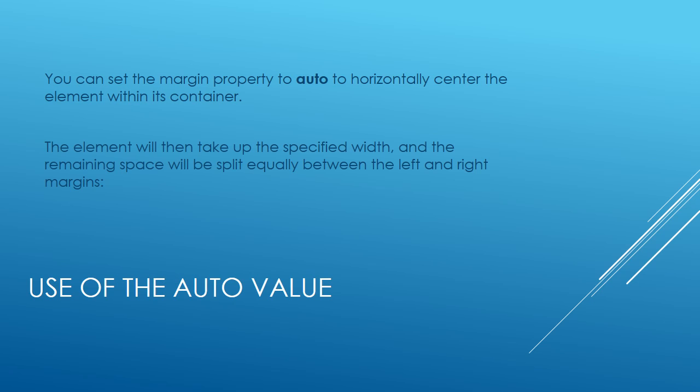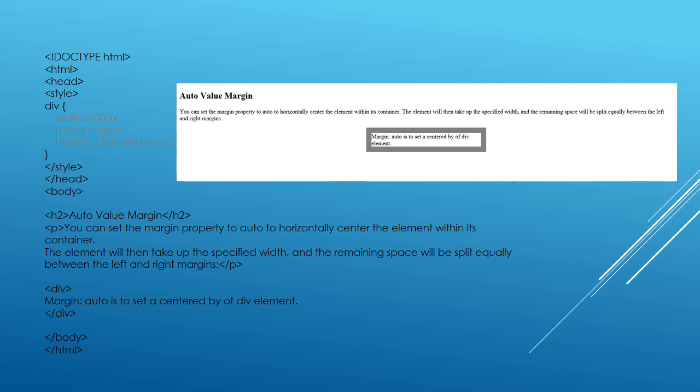You can set the margin property to auto to horizontally center the element within its container. The element will then take up the specified width, and the remaining space will be split equally between the left and right margins. Example of the use of auto values.